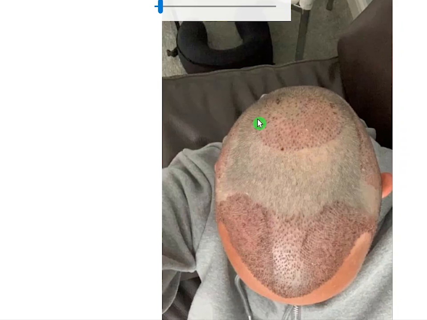Now I personally think that if this guy doesn't use medications like Regain and those type of medications, he's eventually going to need a second procedure, because as I said before, this area is still thinning. So this area is a concern, so is this area here. So if he doesn't use anything, he might need further procedures in these areas here.